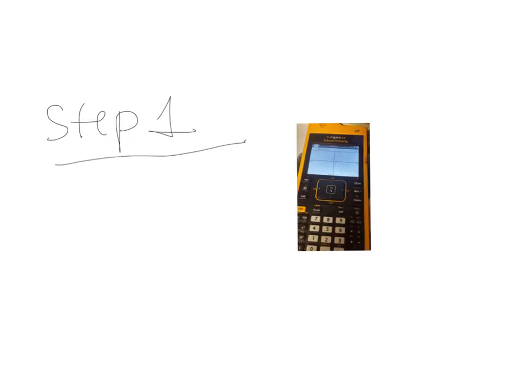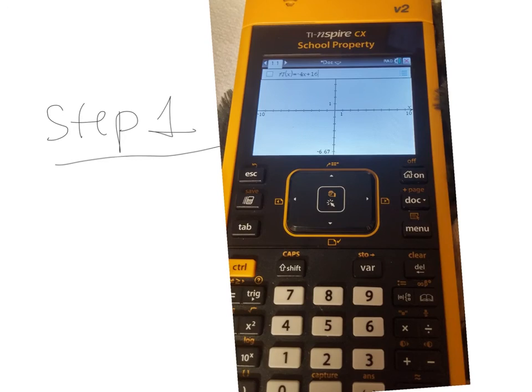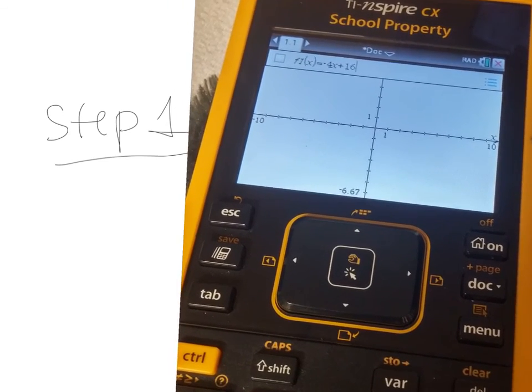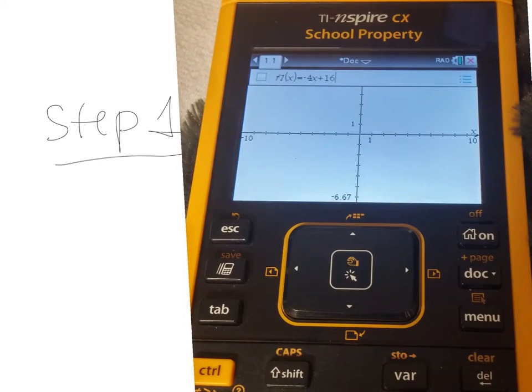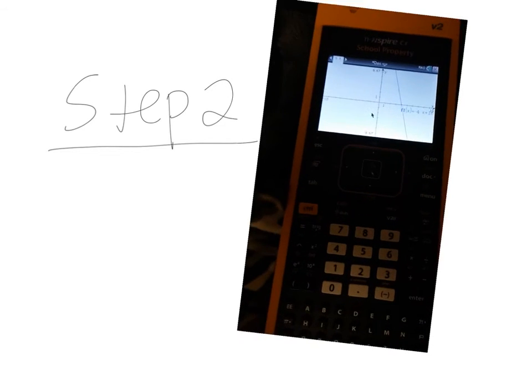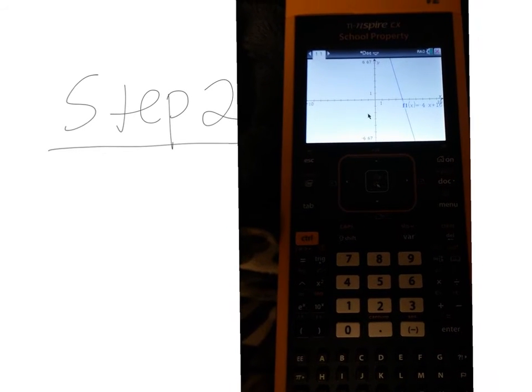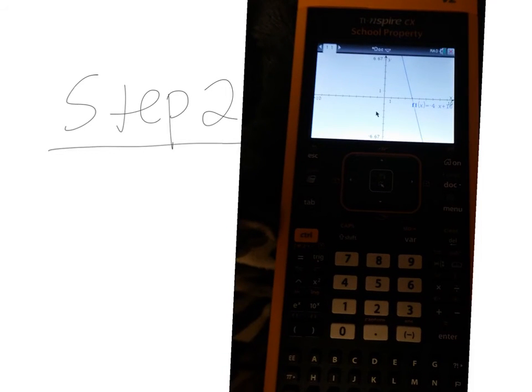It's okay. Alright, so step one, after you go to new document, you're going to type in the equation on your calculator, and it's going to look like so. You're going to type in negative 4x plus 16. You're going to use the white negative, not the black negative. After you are done, you're going to press enter. When you press enter, you should get a small graph like this, which makes sense because it's a negative slope.